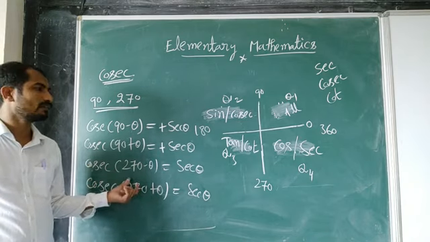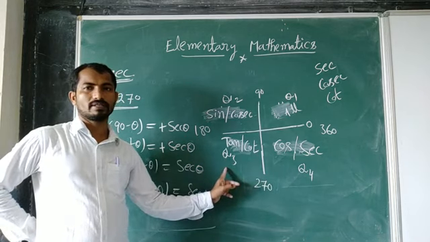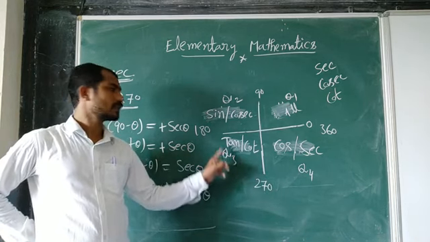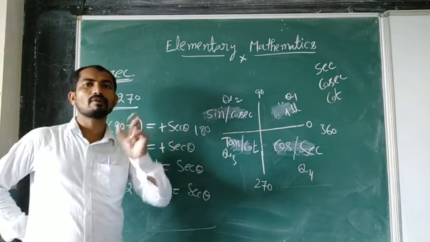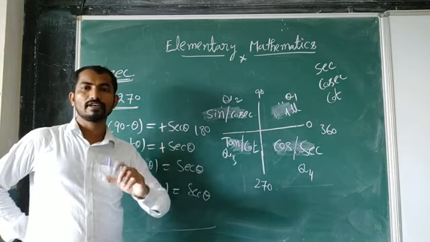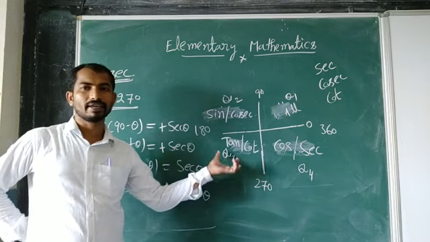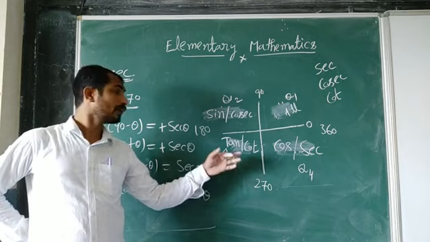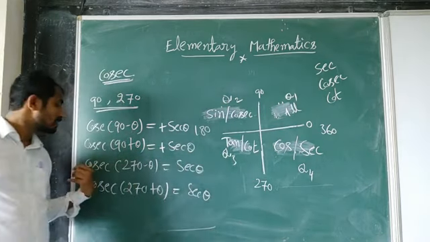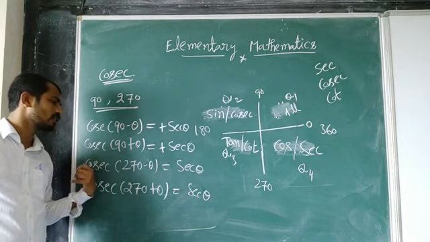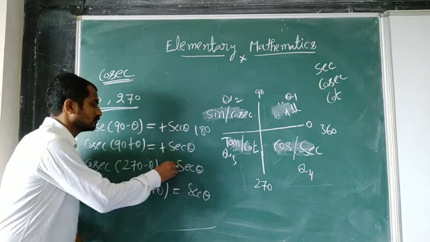270 minus theta, which quadrant? 270 minus theta is the third quadrant. We can say 180 to 270 is the third quadrant. Now if the angle is slightly less than 270, then where will the angle be? In the third quadrant. In the third quadrant, tan and its reciprocal cot are positive. But what is our base function here? The base function is cosec, which means you can add minus.